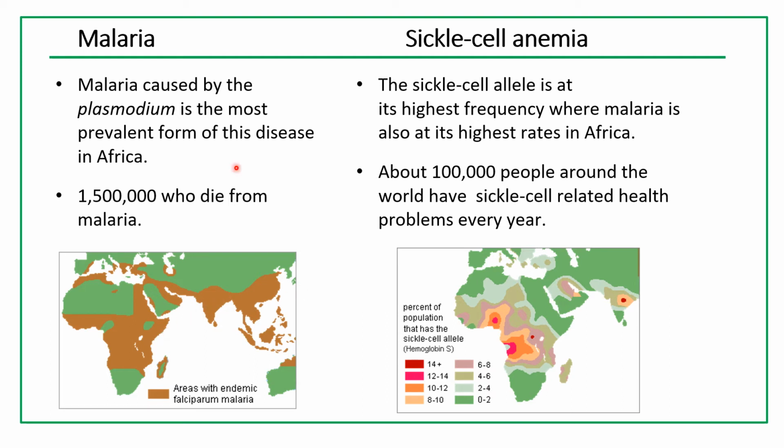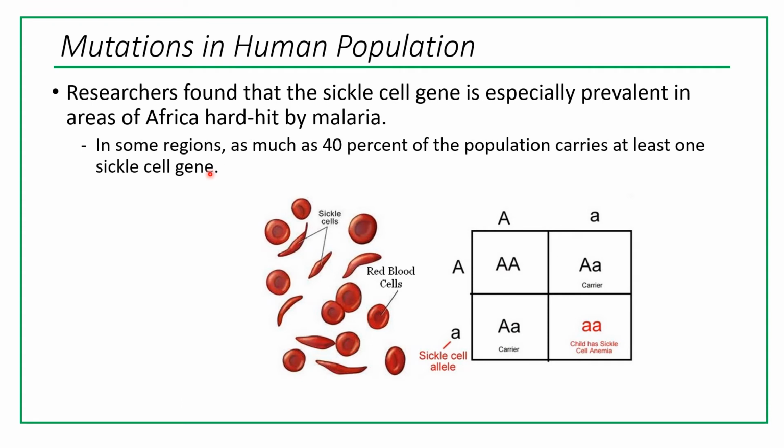So malaria is caused by Plasmodium, and this is a protist, so it's a little microscopic organism. Sickle cell anemia, however, right, is a mutation in the DNA that changes the shape of red blood cells. So how can they be related, right? So researchers found that the sickle cell gene is especially prevalent in areas of Africa hard hit by malaria. In some regions, as much as 40% of the population carries at least one sickle cell gene.